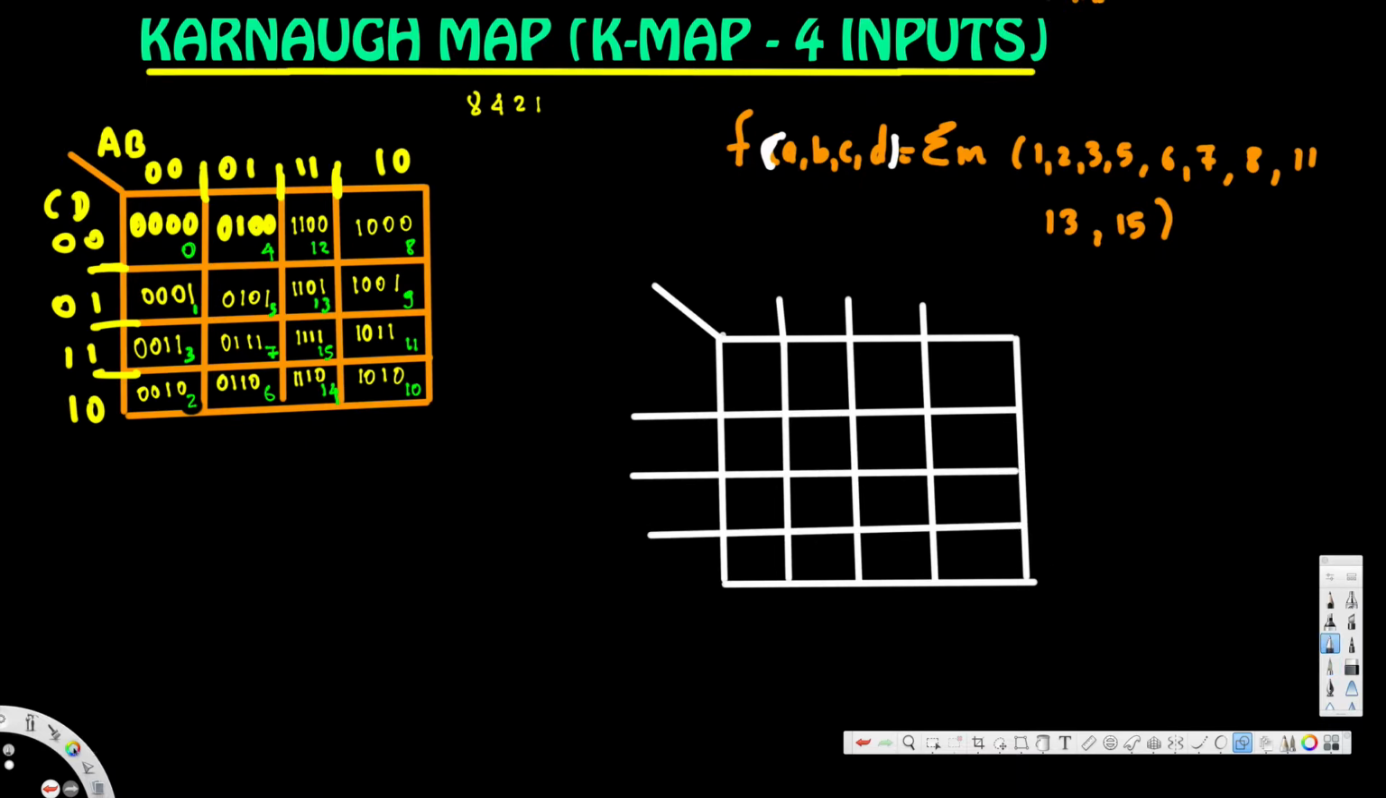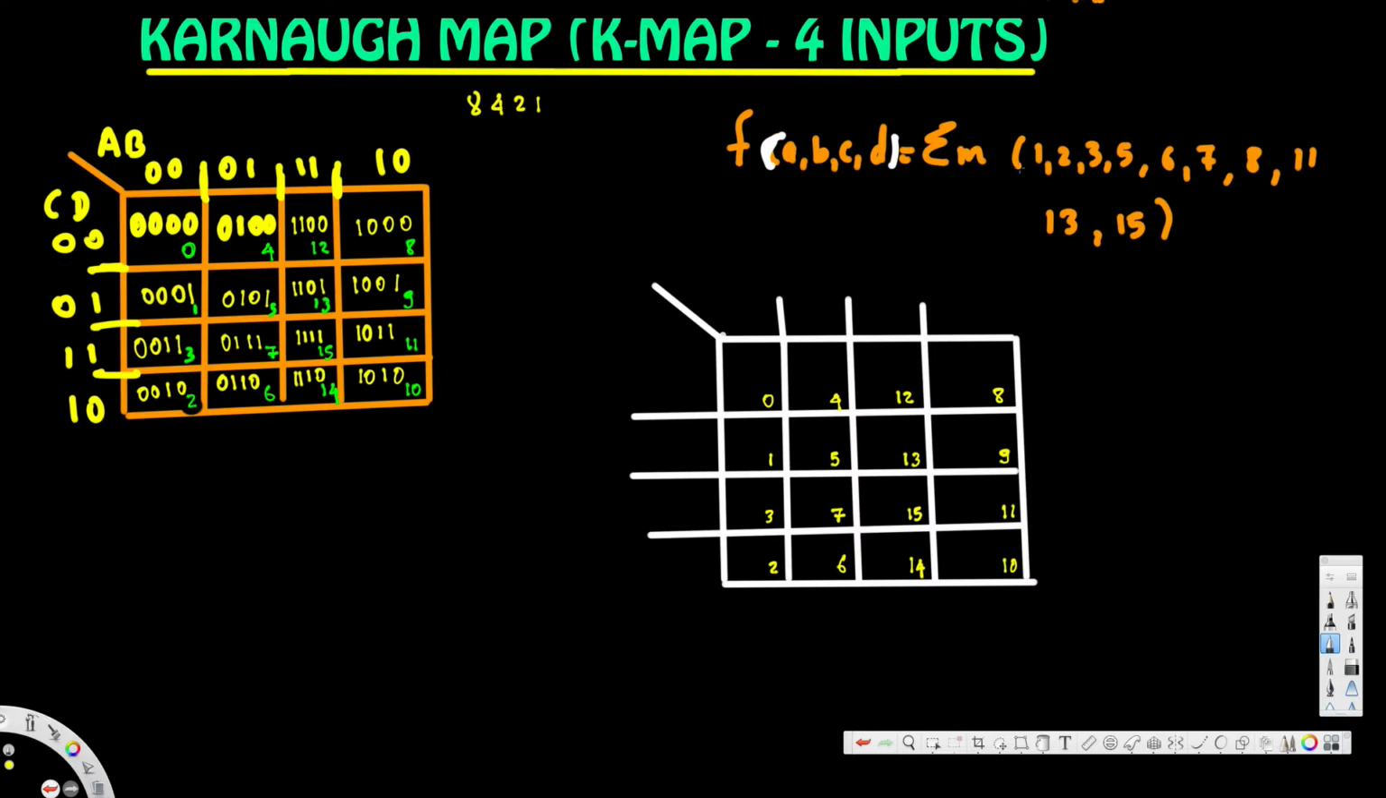Okay, this is what we are going to have. The locations are 0, 4, 12, 8, and this row is 1, 5, 13, and then 9, and here we have 3, 7, 15, 11, 2, 6, 14, 10. Okay, so this is the location.